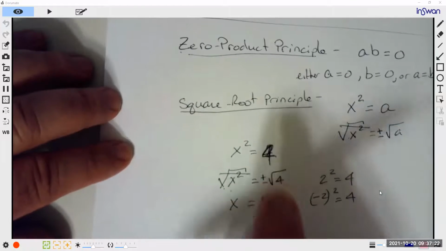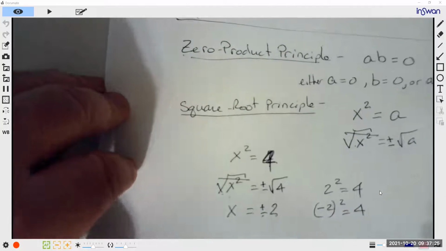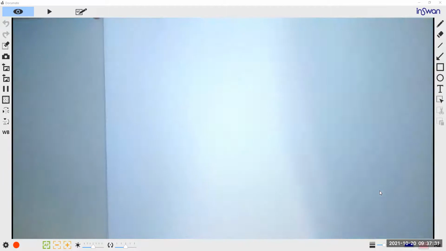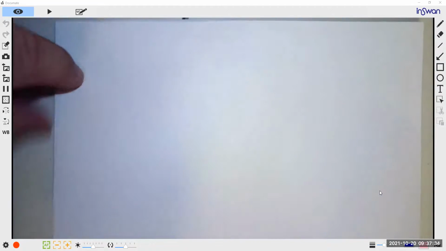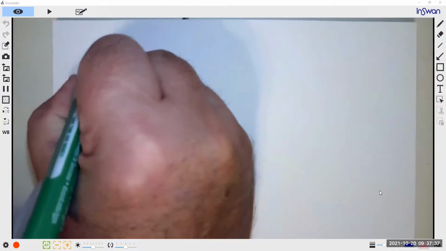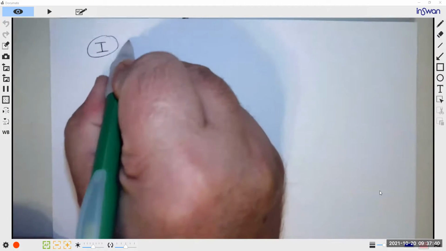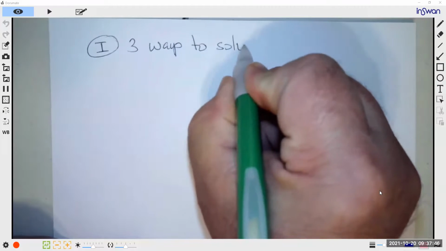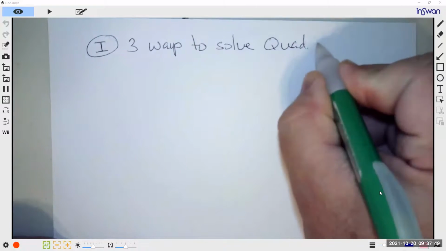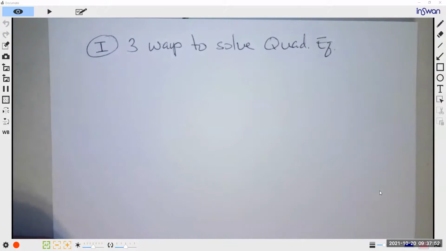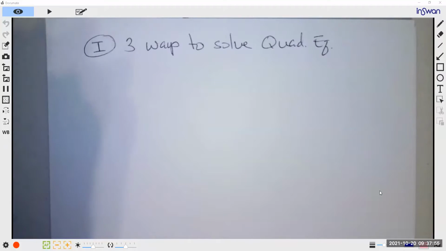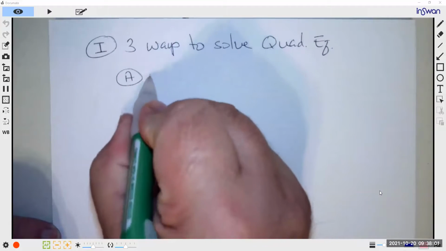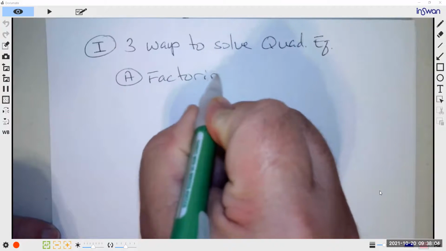Right. So the first process we're going to look at of solving quadratic equations. There's 3 ways to solve quadratic equations. Actually, there's 4 ways, but graphing is a very long and tedious process, so we don't talk about that. The first way, factoring.